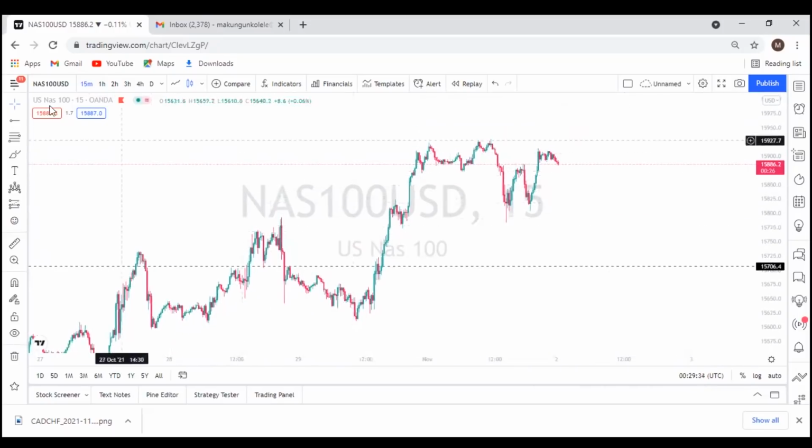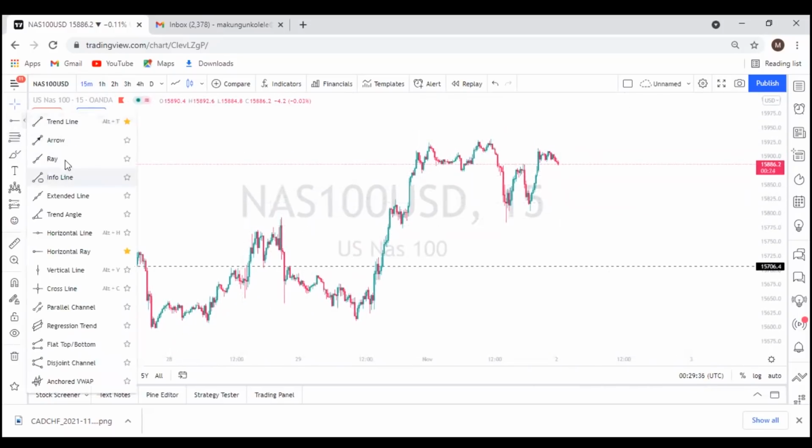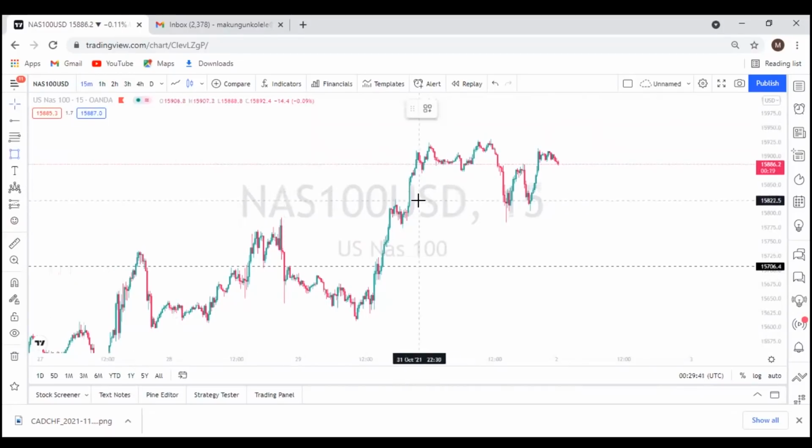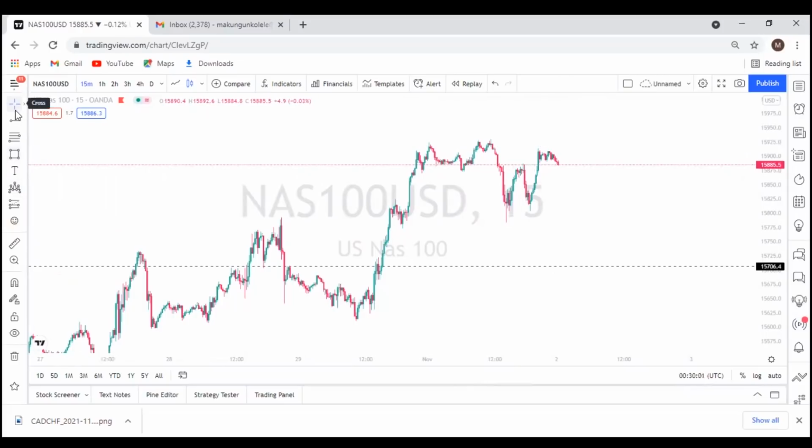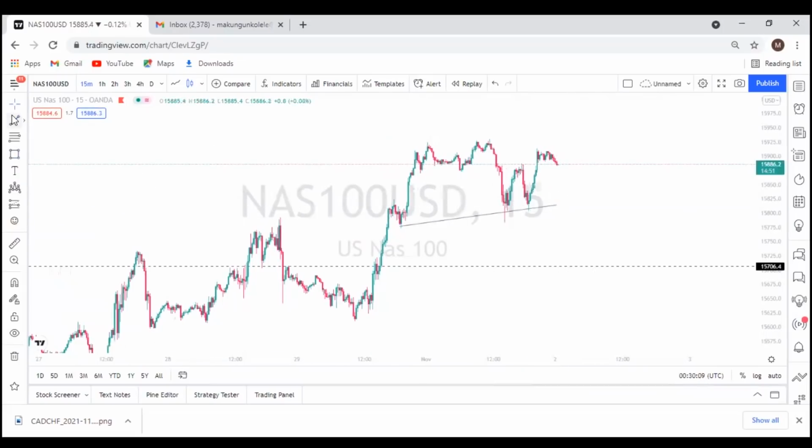So with 15 minutes, we have so much going on. Actually, we kind of had this double bottom here. People using ICT probably saw this double bottom and they bought right here and made quite a lot. But then I see a structure. I see this flag right here.